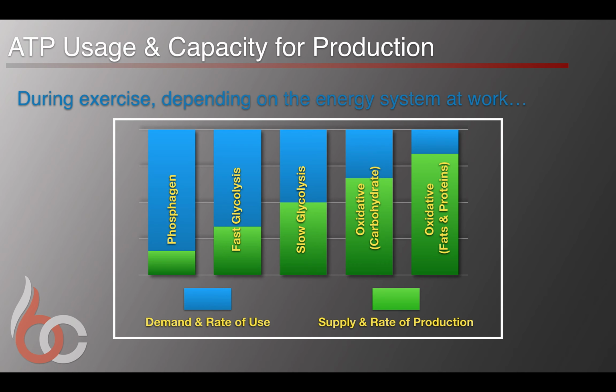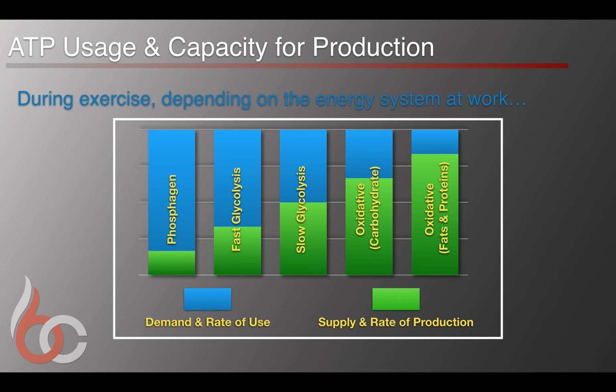All right. Now, this is where we can talk about why, we kind of go back to that question as to why not all muscular work causes fatigue equally. And it's because depending on the energy system at work, the demand and the rate of use for ATP compared to the supply and the rate of production of ATP has a totally inverse relationship. So when we're using the phosphagen system, the demand drastically outweighs the supply. And when we're using the oxidative system, the supply drastically outweighs the demand.